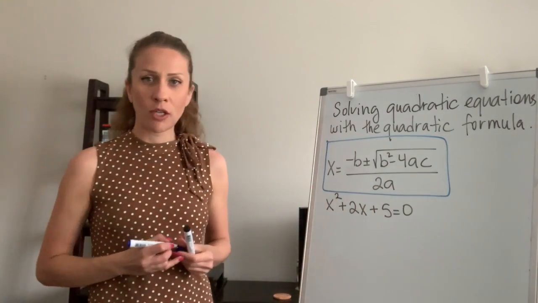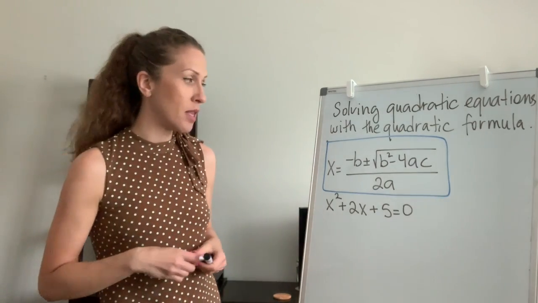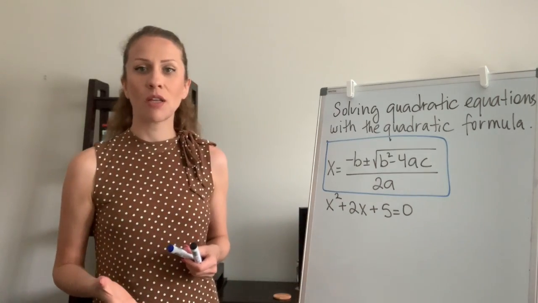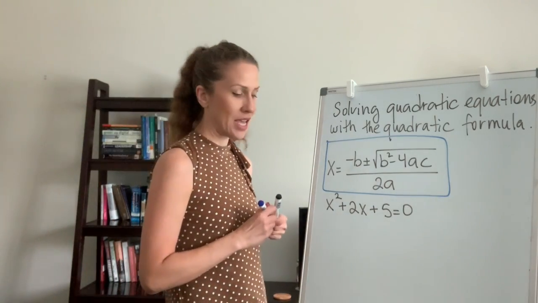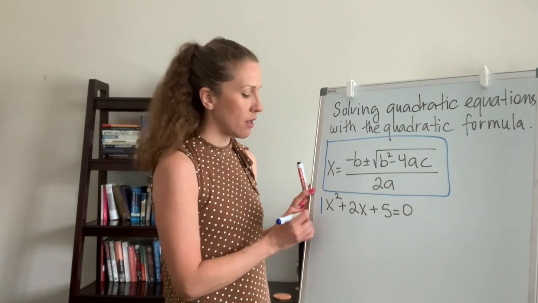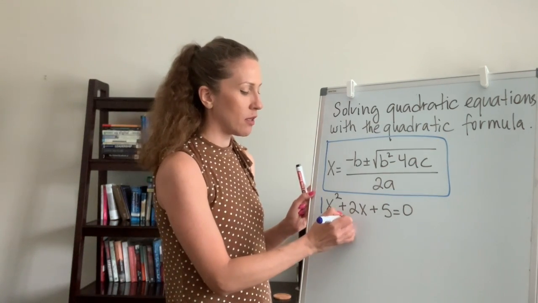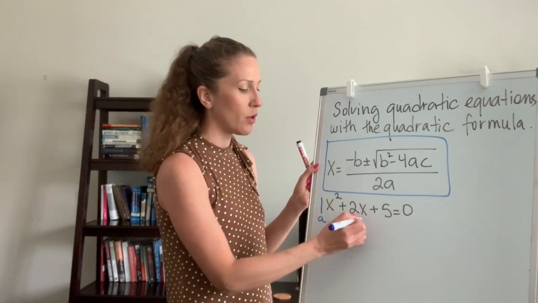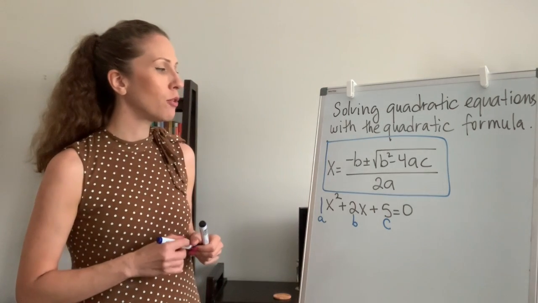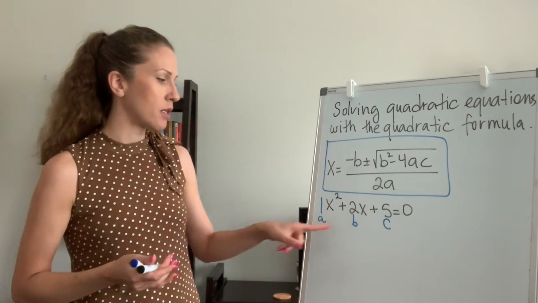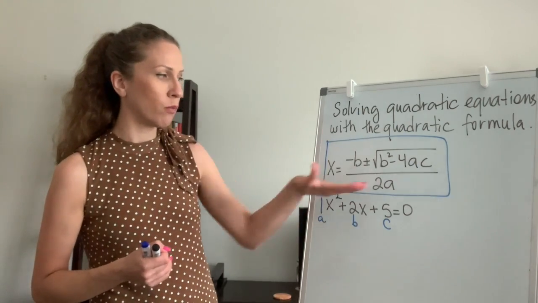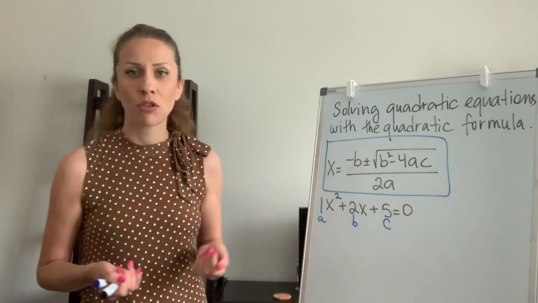So to use the quadratic formula, you need three things. You need an A, you need a B, and you need a C. Those numbers you get from the equation. The A is the number in front of x squared, which is 1 in this problem. So this is our A. B is the number in front of x, which is 2, and C is the number by itself, which is 5. So you will replace each B with a 2, each A with a 1, and each C in the formula with the 5, and then you just simplify.